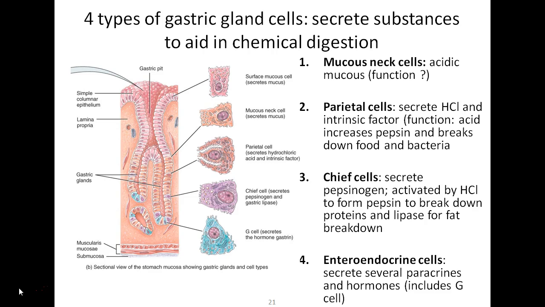This intrinsic factor, by the way, is required for the absorption of vitamin B12. The hydrochloric acid has a dual purpose. It facilitates chemical digestion, as we mentioned earlier, and it also kills many organisms that enter the stomach. We also have enteroendocrine cells that secrete several hormones in this region as well.